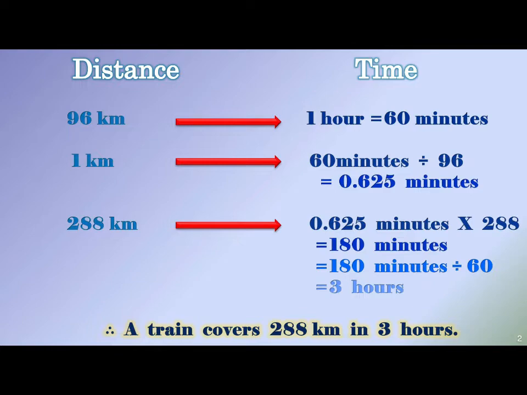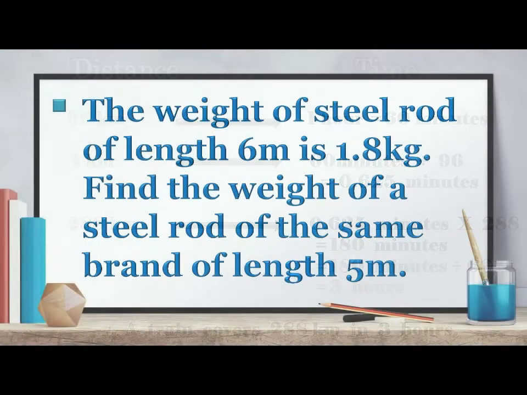But we can take the answer in hours. So you should divide the answer in minutes by 60. Finally, we got the answer as 3 hours. Right, next one. The weight of a steel rod of length 6 meters is 1.8 kilograms. So find the weight of a steel rod of the same brand of length 5 meters.